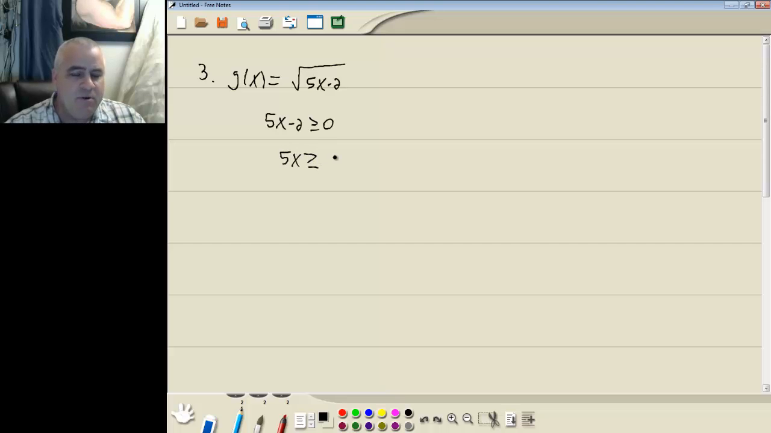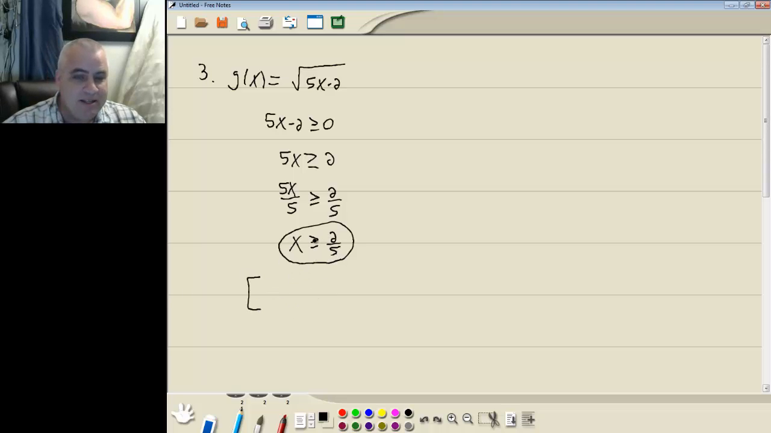So I take the negative 2 over to the right side, becomes a positive 2. I'm going to divide both sides by 5. And we got x is greater than or equal to 2/5. And that'd be our answer. If you want to write it in interval notation, you can. It would look like this. We'd have a bracket because it's greater than or equal to. The line underneath tells us the bracket. Then 2/5, comma, positive infinity. I'm happy with this answer that I circled.